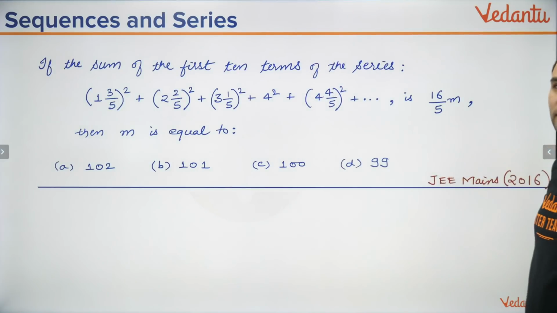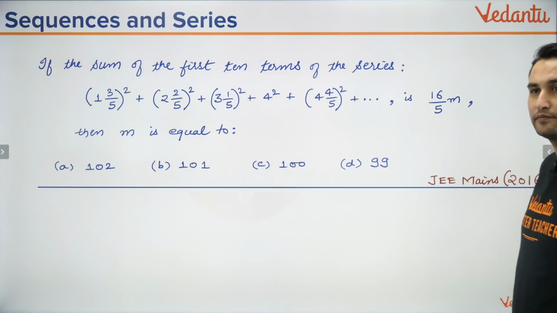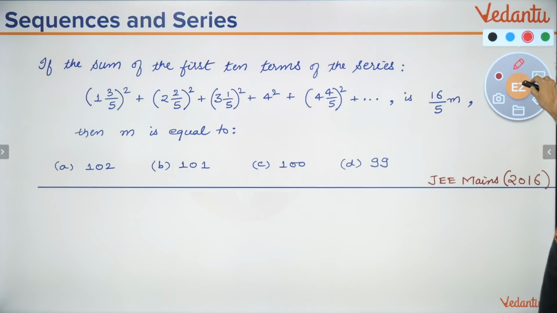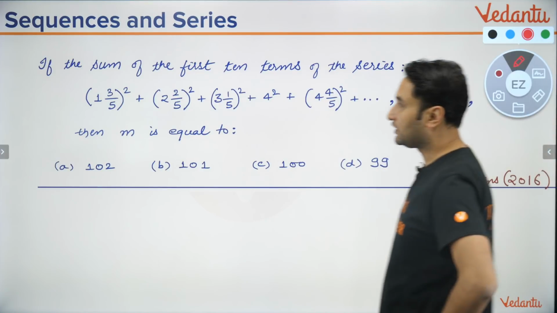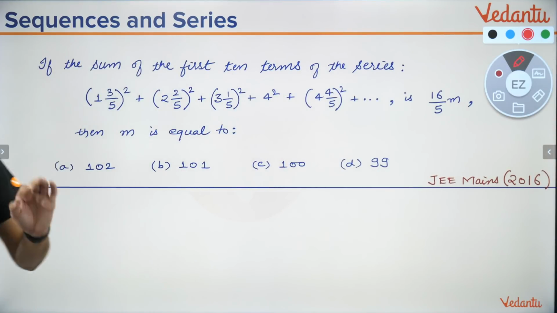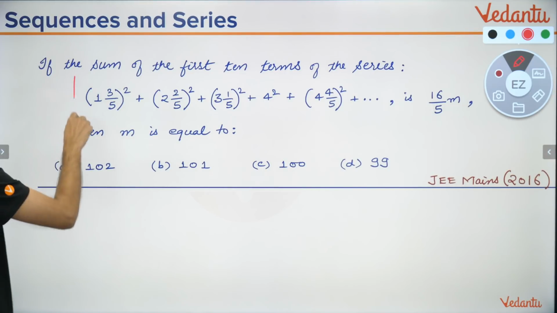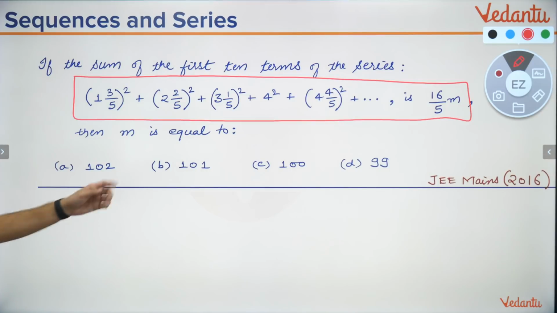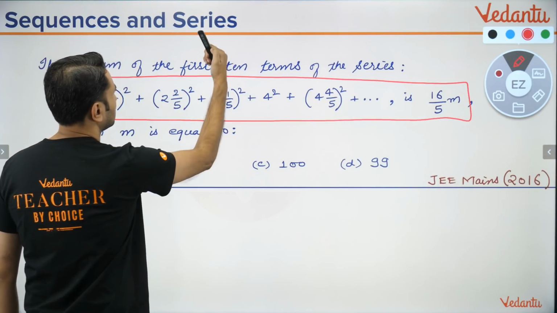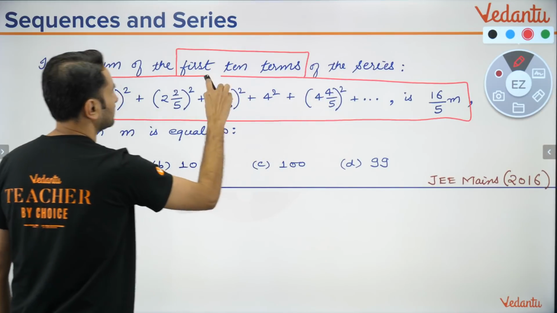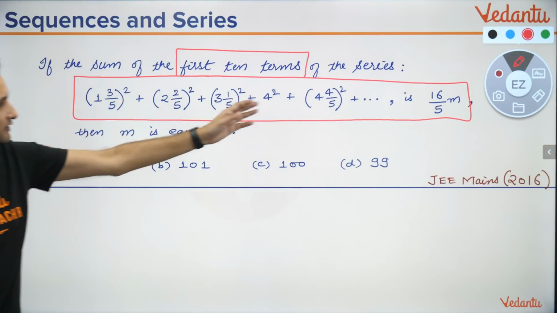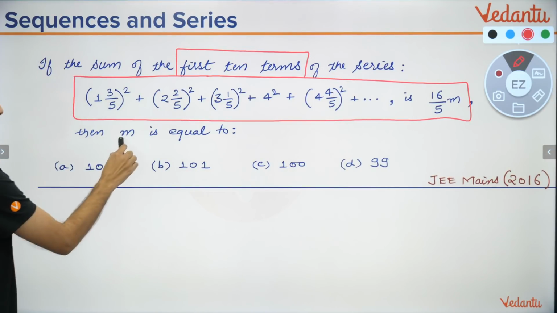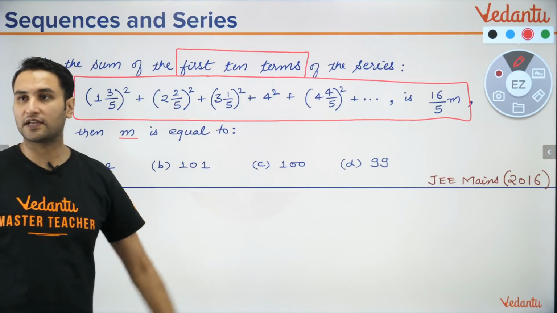Look at this problem now. This is a JEE Mains 2016 problem. I am giving you this to tell you the first way of approaching the problem. Read the problem very carefully. The sum of the first 10 terms of the series is this, then m is equal to. So basically first 10 terms का summation चाहिए अपने को.